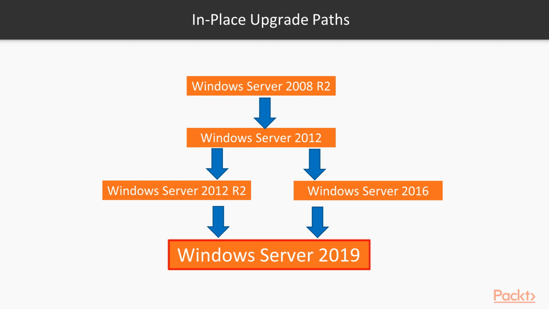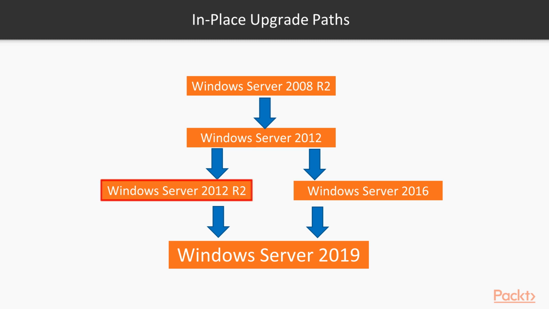Windows Server 2019 has a very limited upgrade path from prior versions. If you've been around Windows Server for a long time, you know there's a very similar story here. Basically, if you are coming from Windows Server 2012 R2 or 2016, you have a direct upgrade path. Otherwise, you will have to do 1 or 2 upgrades before you get to Windows Server 2019.